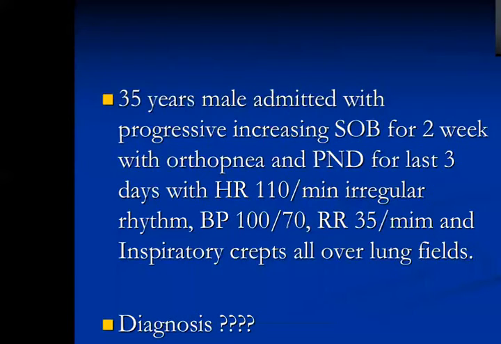Now let's come to our case. A 35-year-old male admitted with progressively increasing shortness of breath for 2 weeks, with orthopnea and PND for the last 3 days, with heart rate 110, irregularly regular, blood pressure is this, respiratory crepts all over the chest. So it looks like this patient is coming into that category of heart failure.